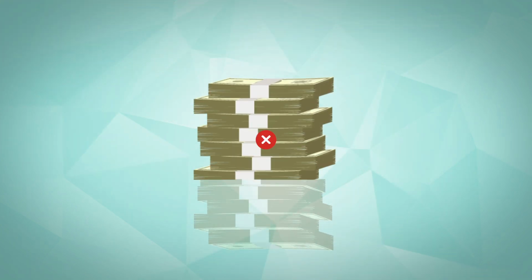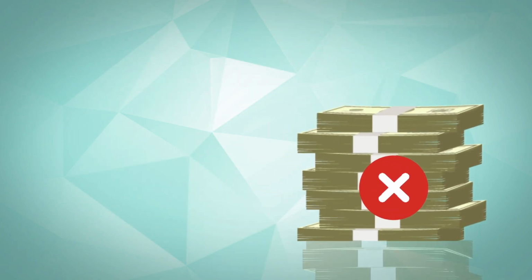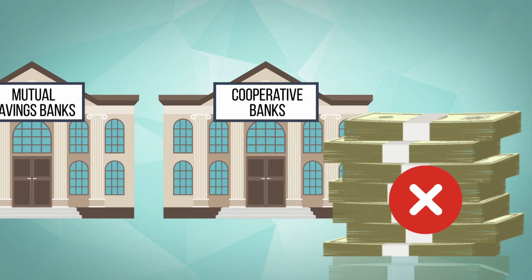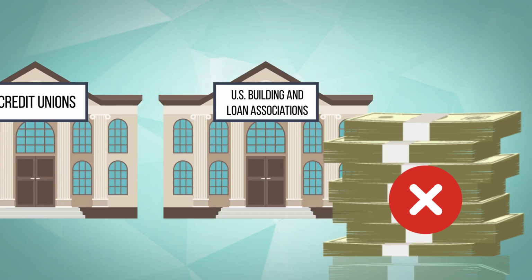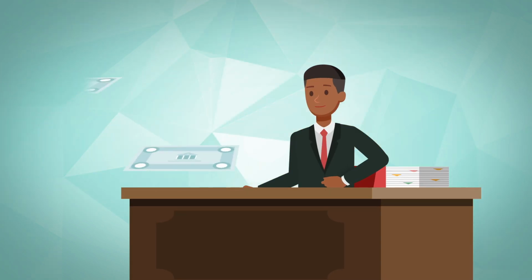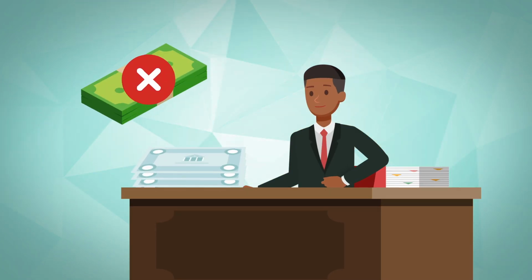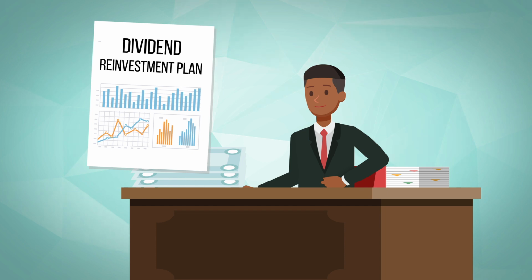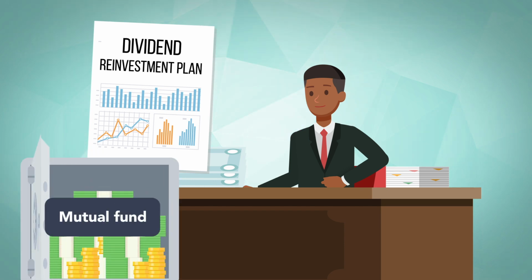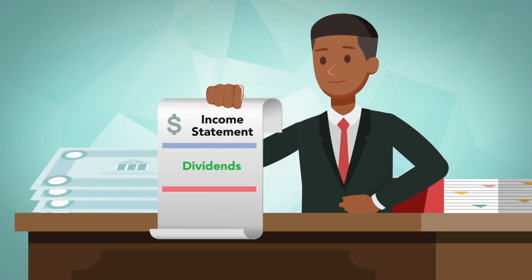Some dividends are excluded from being considered qualified. These include dividends paid on deposits with mutual savings banks, cooperative banks, credit unions, and U.S. building and loan associations. When dividends are used to purchase more stock instead of being paid out as cash, such as pursuant to a dividend reinvestment plan or a mutual fund, the dividends must still be reported as income.